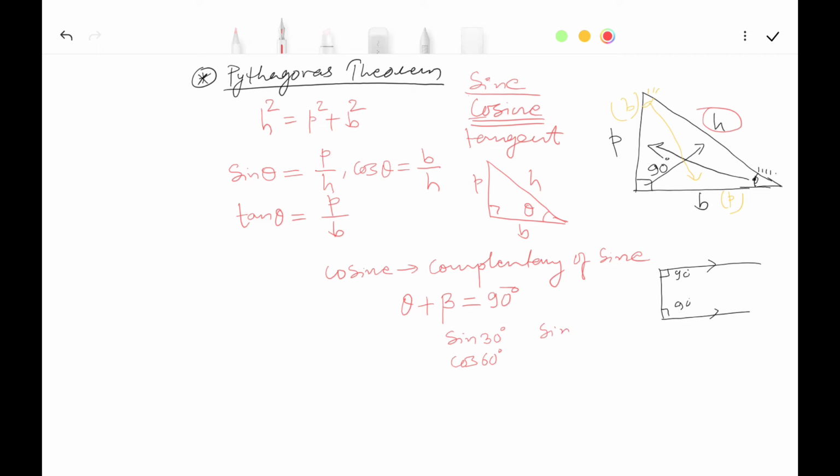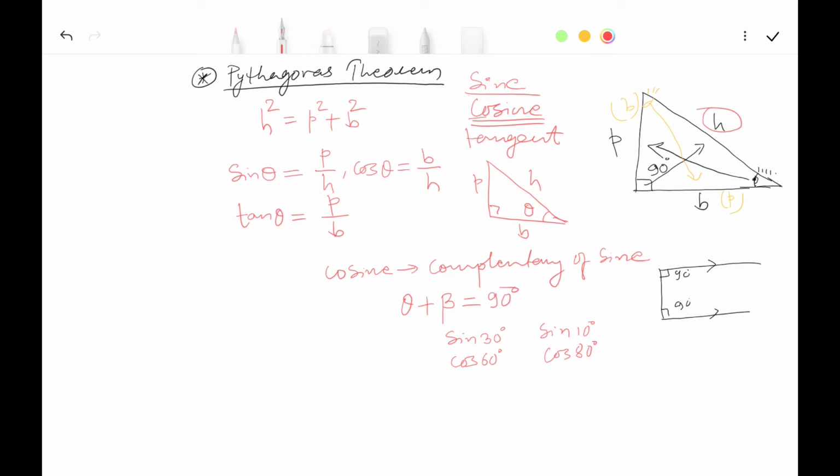Similarly, whatever the value of sine 10 is going to be, the value of cos 80 will also be the same. Sine 10, cos 80. 10 plus 80 is 90. These two angles are complementary angles. So that is why cosine refers to the complementary of sine. Similarly, you can try with all other angles whose sum is 90 degrees. Vice versa is also true.